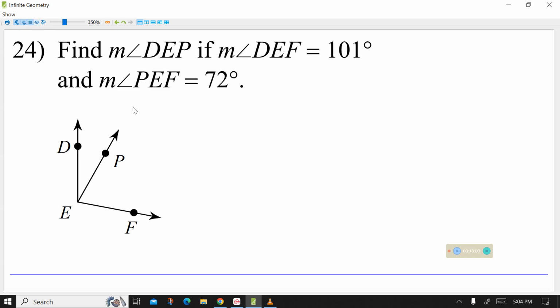All right, the last one right here, it says to find DEP, and that is one of the pieces. So like we've seen, DEF is the whole angle, so that means I'm going to have to subtract these two so that I can figure out what would be left over. So if we do that subtraction, you're going to end up with 29.